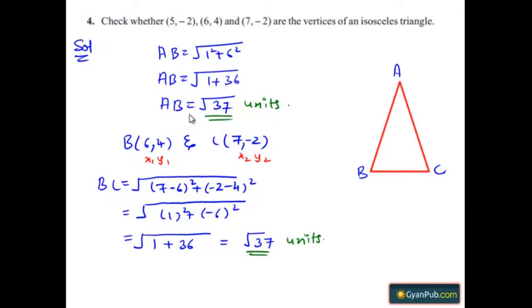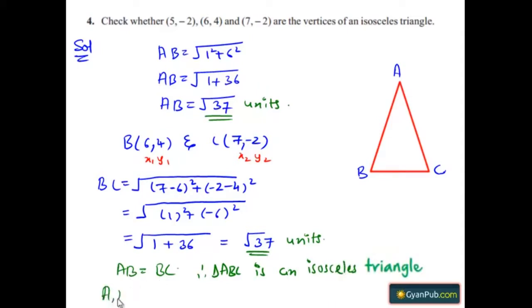Here, it is clearly seen that the length of AB equals the length of BC. That is, the sides AB and BC of triangle ABC are equal in length. Therefore, triangle ABC is an isosceles triangle. So hence, we can say that the points A, B and C are the vertices of an isosceles triangle.